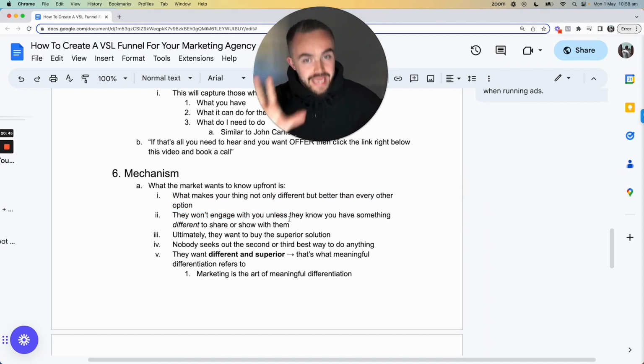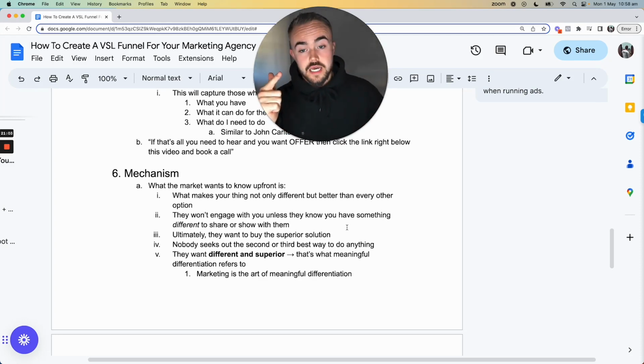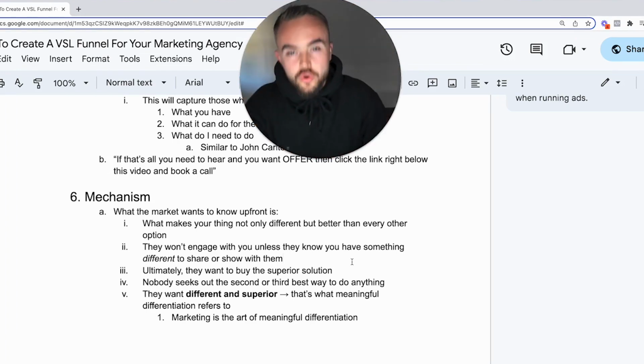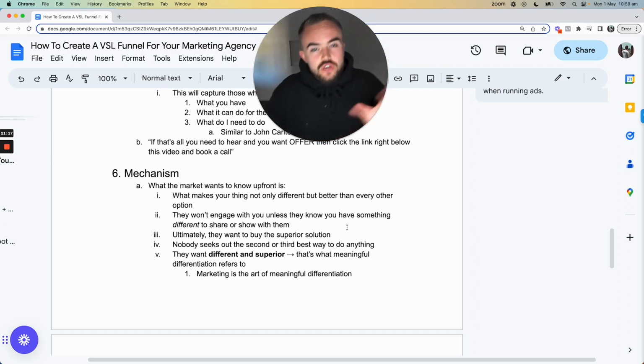They won't engage with you unless they know you have something different to share or show them. If you see an ad and you know exactly what the ad's talking about, exactly what the service is, and you know everything about the agency, you're not going to click on the ad because there's no curiosity around it. So the point at which somebody engages with your ad, clicks the ad, and comes through the funnel is when they think you have something different.